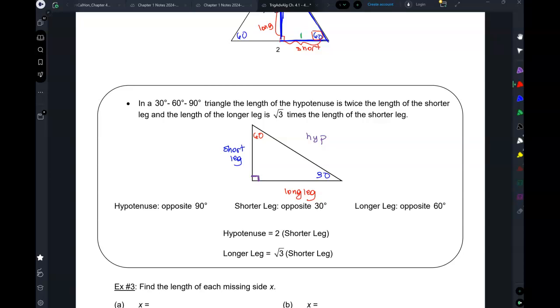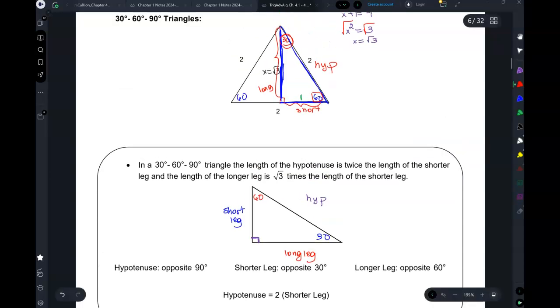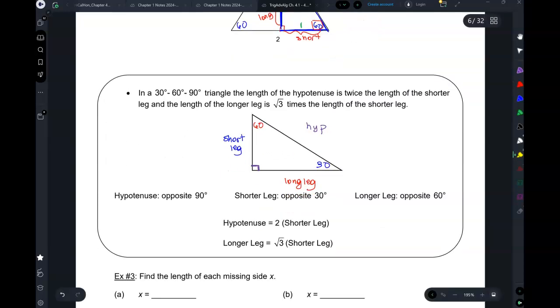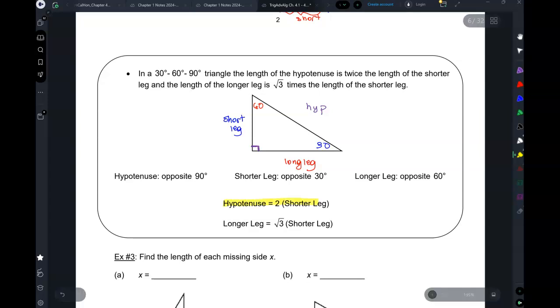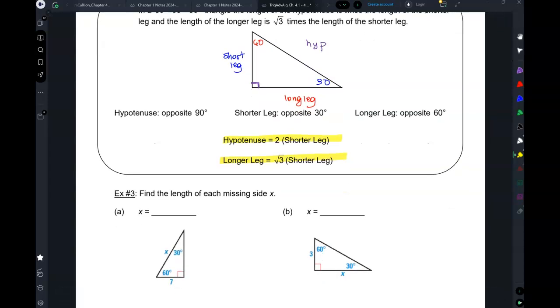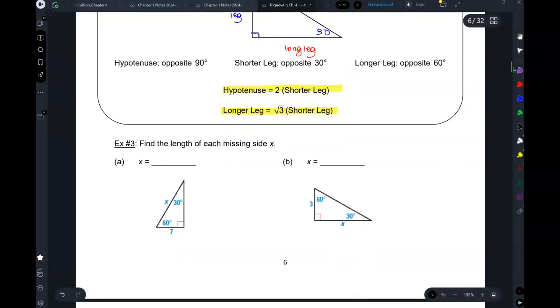Okay? Now, what's the formula? The hypotenuse is the short leg times 2. The long leg is the short leg times root 3. So this is what you need to know for this. Hypotenuse is 2 times the shorter leg. Longer leg is root 3 times the shorter leg. All right? So we need to just memorize those. Okay. Here we go.